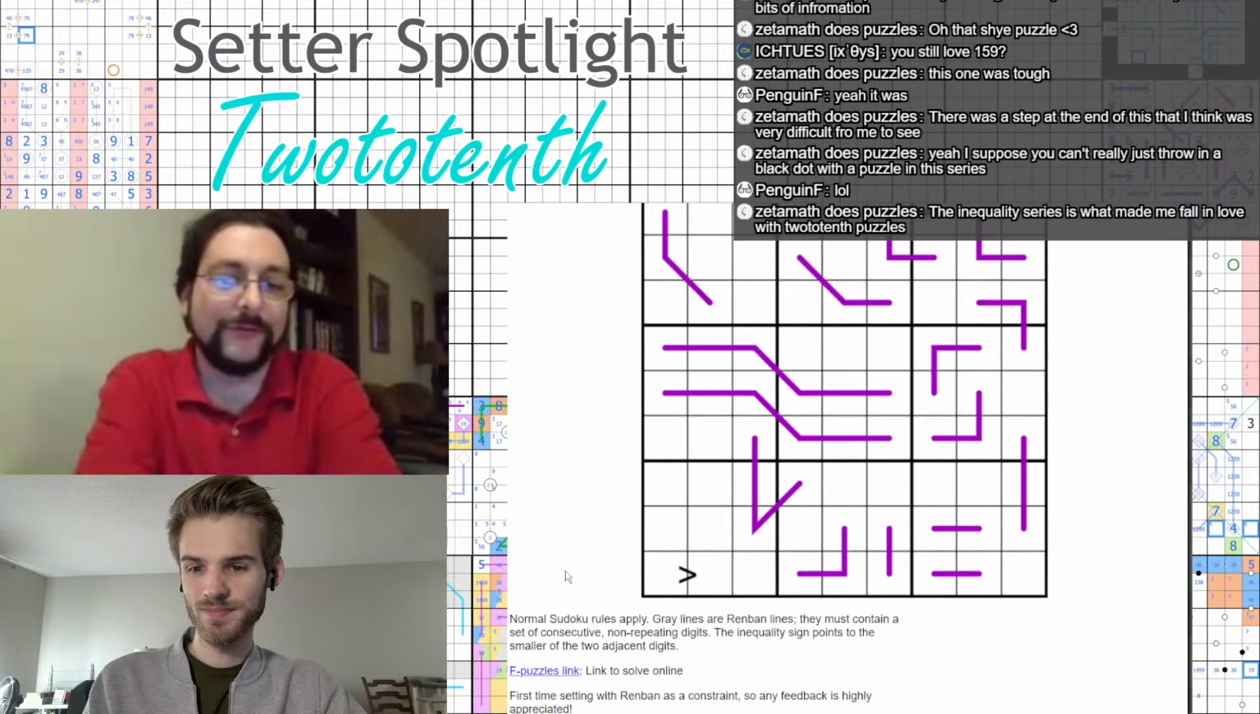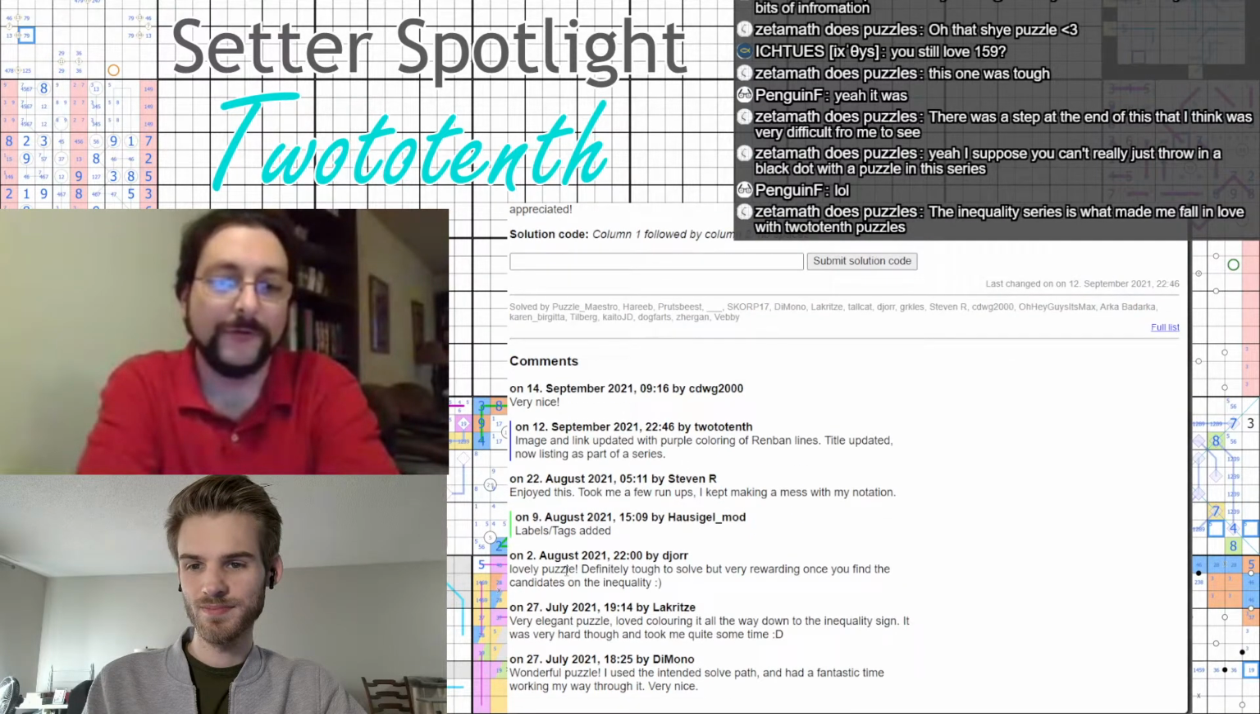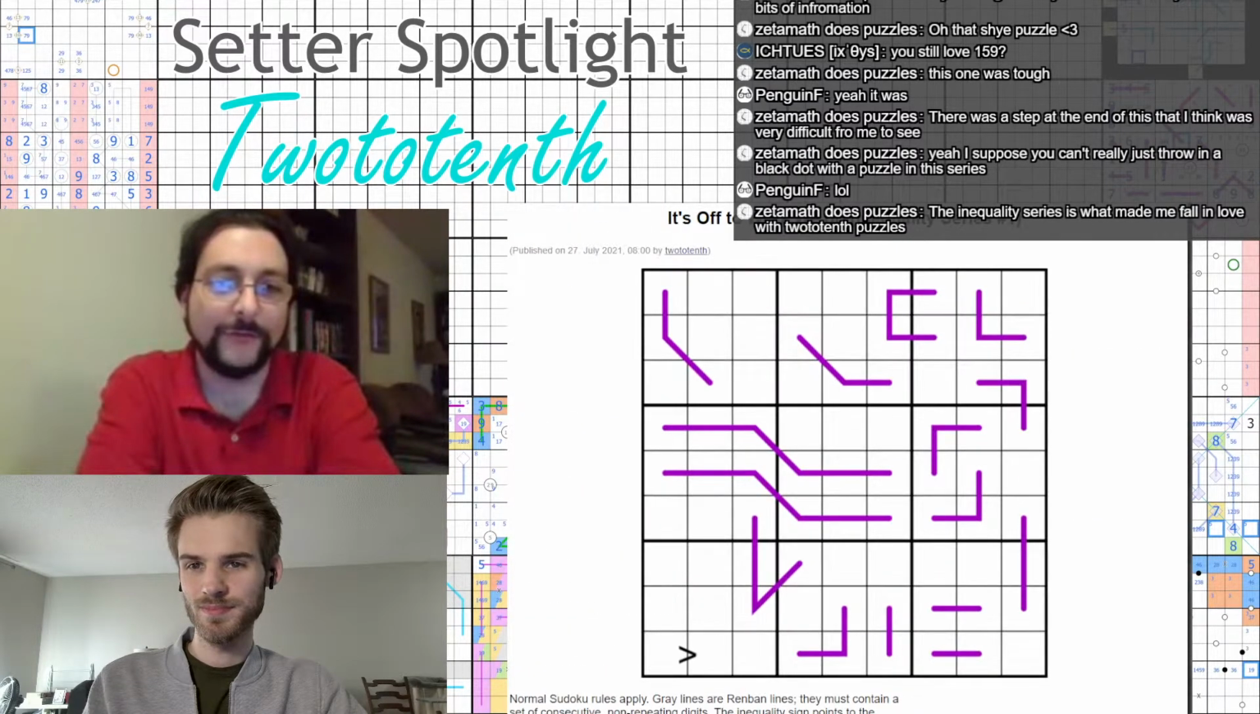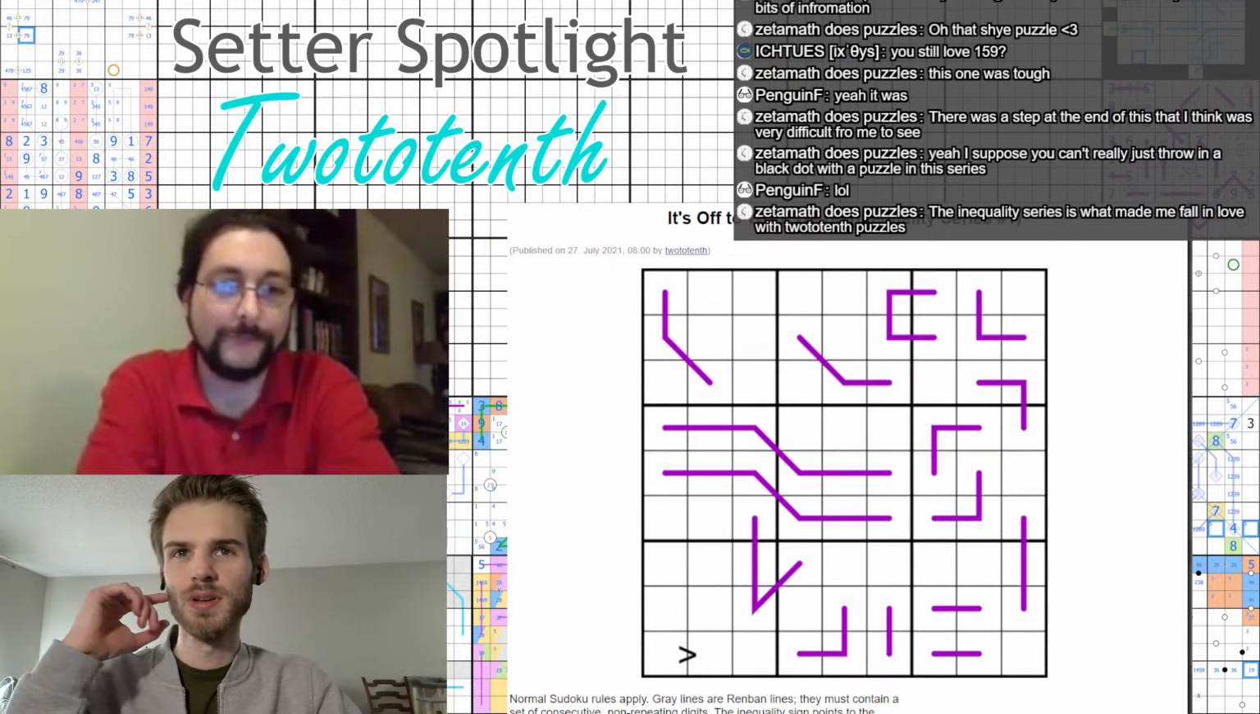It was essentially another one of those things where I just wanted to push myself a little bit as a setter, and again kept having ideas for how I could do it with other constraints, and here we are.